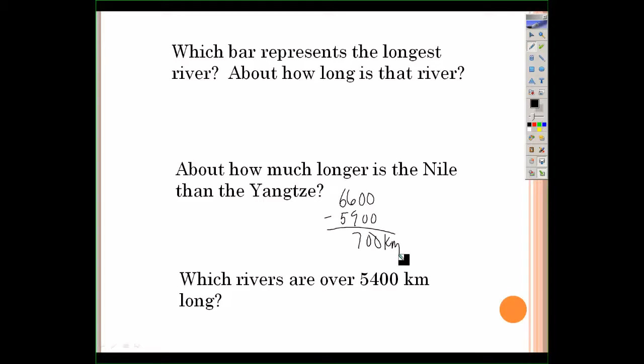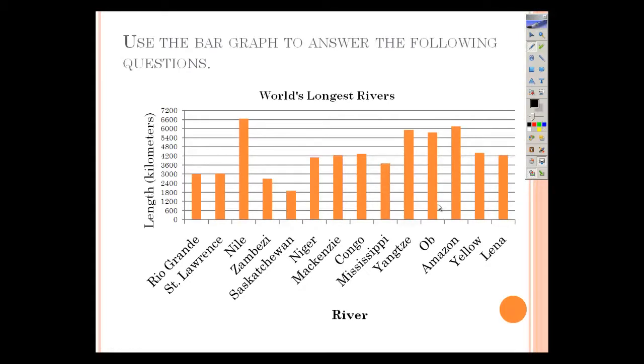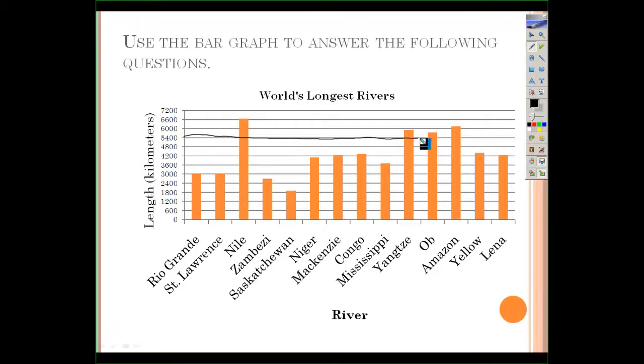And now it asks us which of these rivers are over 5,400 kilometers long. So I'm going to go back and look at my chart here. All right, here's the 5,400 marker, this line right here. I need to know which of these rivers are taller than that, longer than that. I'm going to say the Nile definitely is. I'm going to say the Yangtze is, the Ob River, and the Amazon. So there's 4 I need to write down.